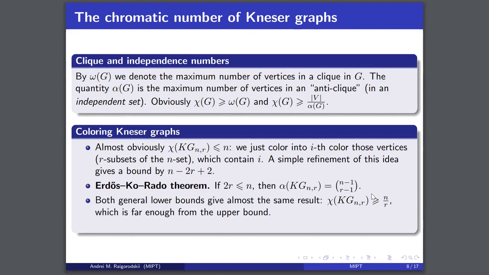What is true? We can vote. Можем проголосовать. Кто за верхнюю оценку, кто за нижнюю? There was a famous Kneser conjecture. Гипотеза самого Kneser. There was a famous Kneser conjecture that the upper bound is true.